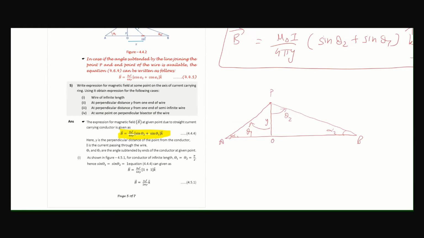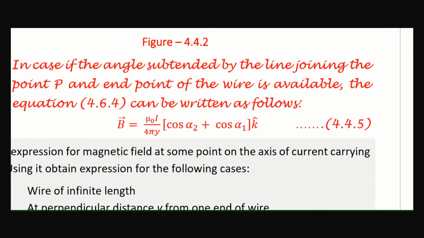The situation was that if this is the straight wire, say with ends A and B, and we are asked to find the magnetic field at point P, then we consider this distance to be y, say point O, and we consider that end B subtends angle theta 2 at point P and end A subtends theta 1 at point P. In case you have the angle subtended at A as alpha 1 and at B as alpha 2, the formula is mu 0 I by 4 pi y (cos alpha 2 plus cos alpha 1).